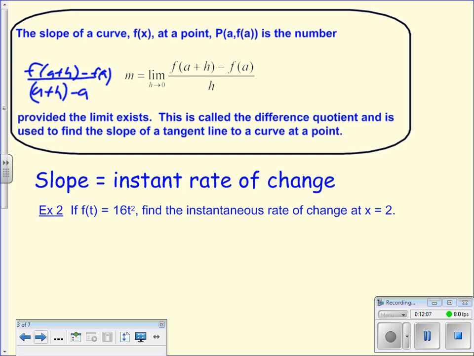This is called the difference quotient, and it is used to find the slope of a tangent line to a curve at a point. You will need to know that formula. In fact, I'm going to write the formula down over here so I don't forget it as we're doing today's work. And this is where your algebraic skills are going to come in handy.